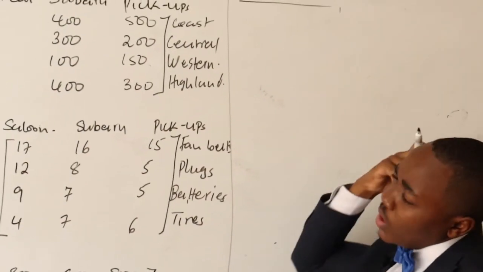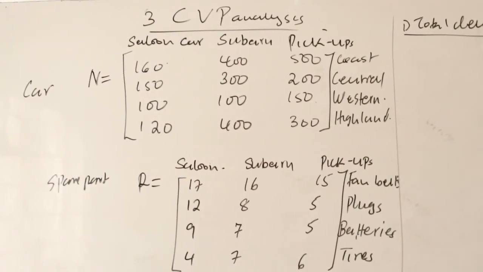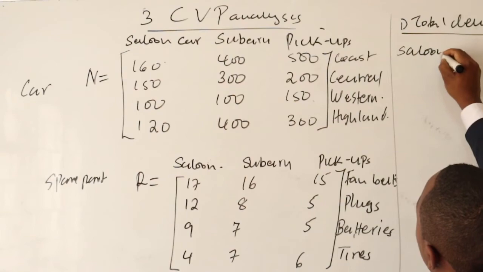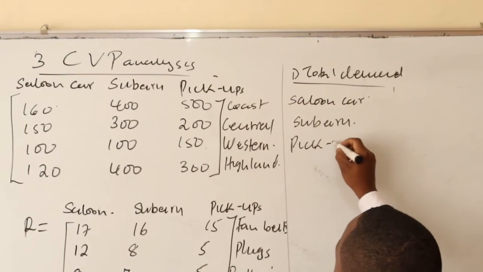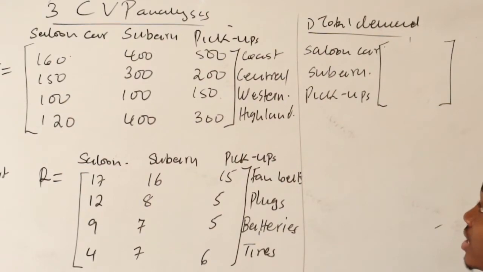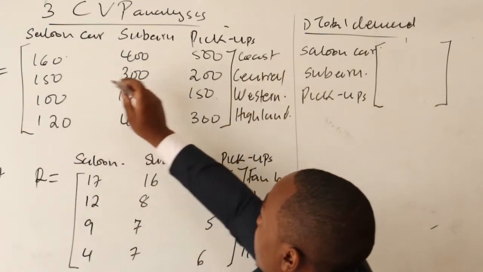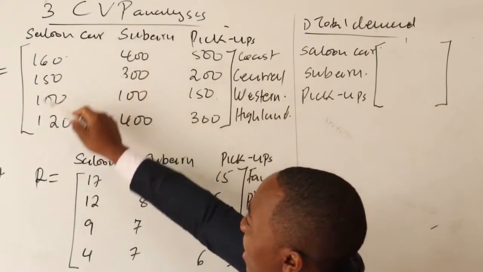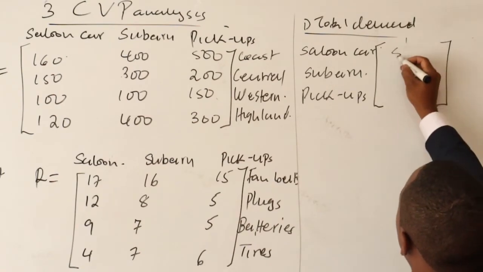That's very easy. So number 1, you ask yourself, let's go to the first matrix N. How many types of car do we have? We have 3. We have saloon car, Subaru, and pickup. Then you just add the total. They just want the total demand. So for example, saloon car, you add the total for all the regions. For example, coast, they require 160. Central, they require 150. Western, they require 100. And highland, they require 120. You add the total for saloon car. So 160 plus 150 plus 100 plus 120, you get 530.